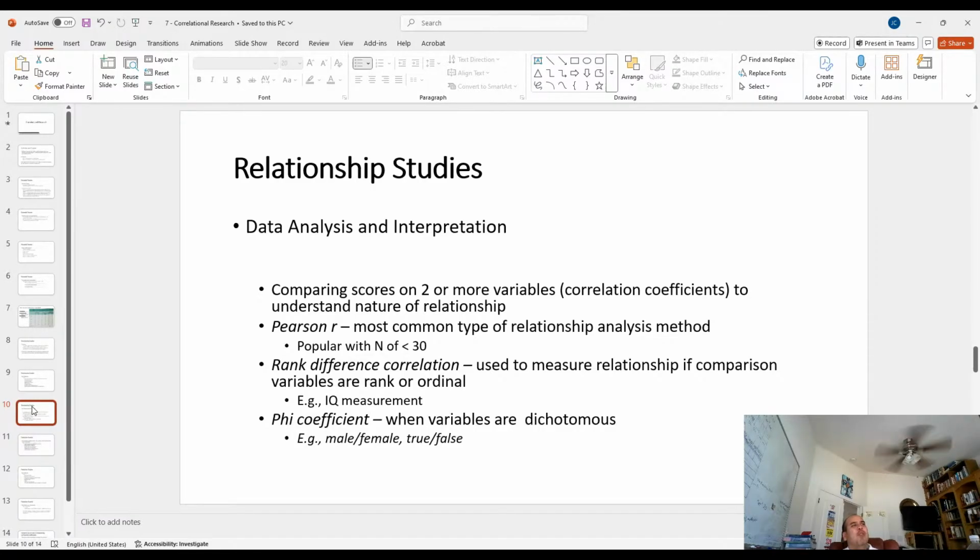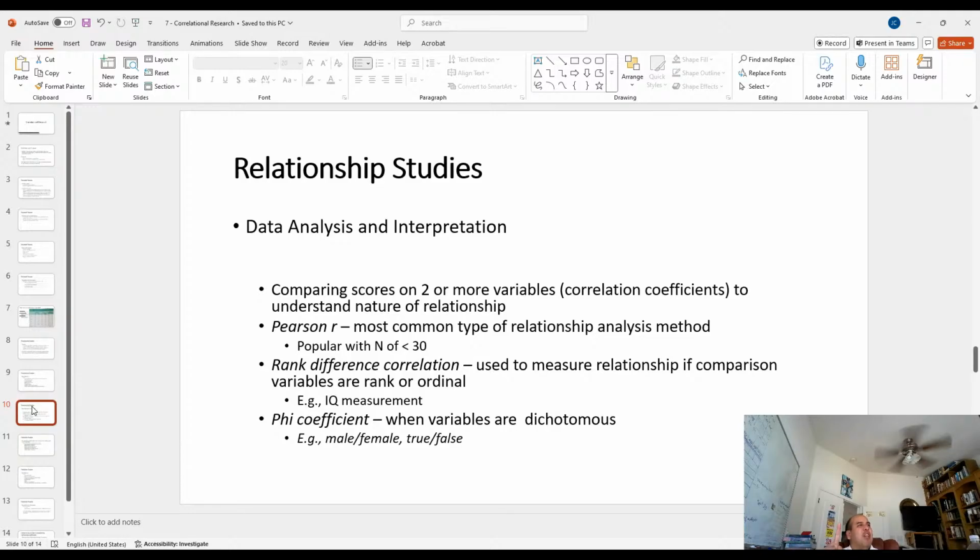Okay. When you do data analysis and interpretation, once you have all the data, this is when you're comparing the scores between two or more variables. You're going to compare in one group the relationship between playing chess and succeeding in geometry, and not playing chess and succeeding in geometry. You're going to either have a Pearson r, right, which is the most common type of relationship. That's the one we looked at earlier in the example with the GPA and the IQ, right? But you have to have a population of more than 30, okay, which we didn't show you. I just showed you 8.